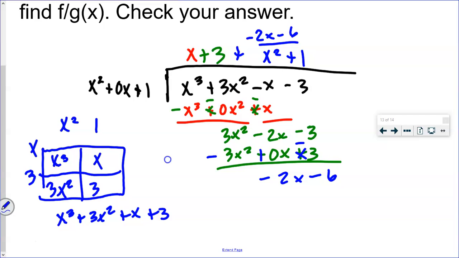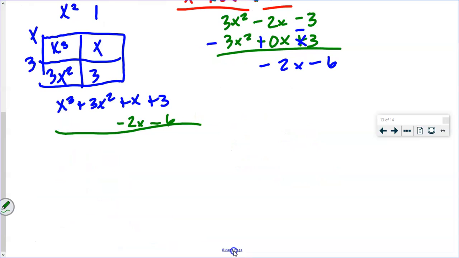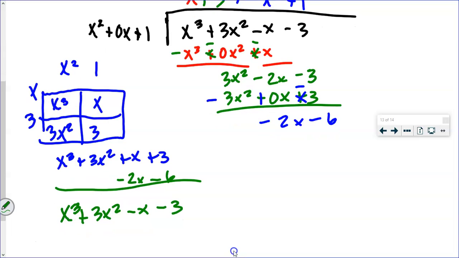Now I'm going to take that remainder and I'm going to bring it back into the mix right here. So I got negative 2x minus 6. So then what is my answer going to be, guys? So it's going to be x to the third plus 3x squared minus x minus 3. Does that check out? Sure looks like it to me. So, yep, that was our answer.